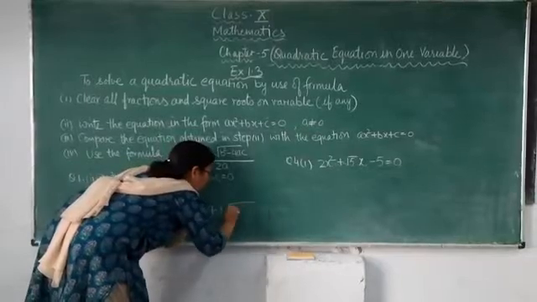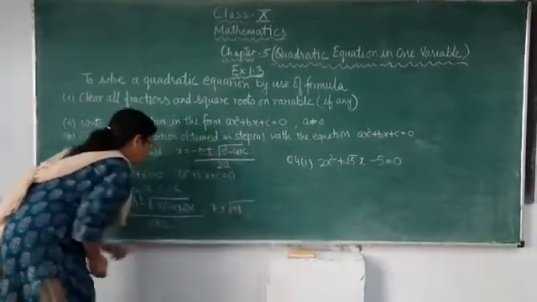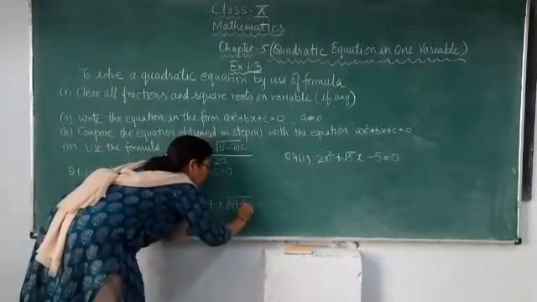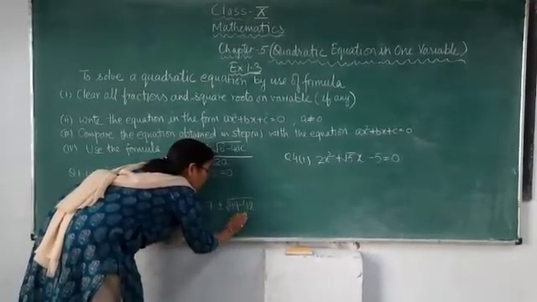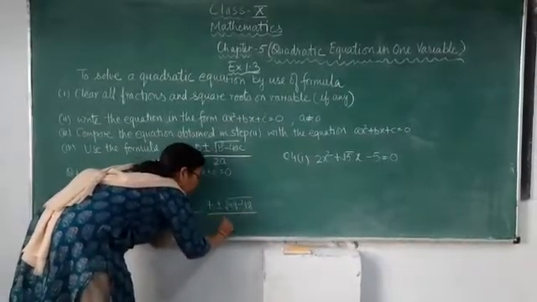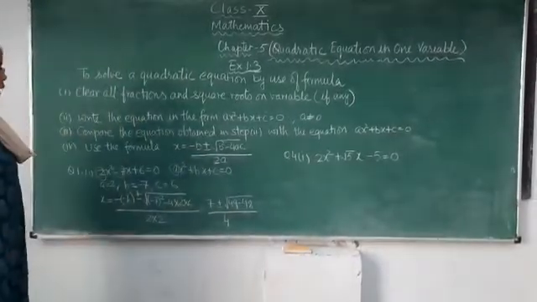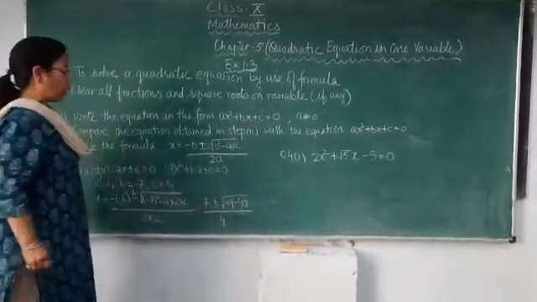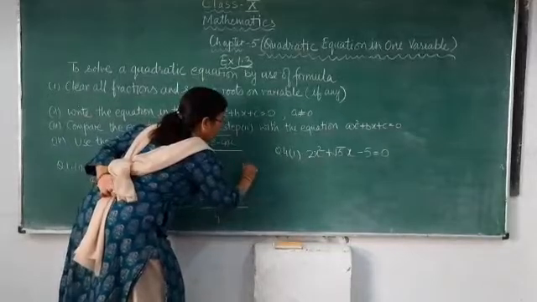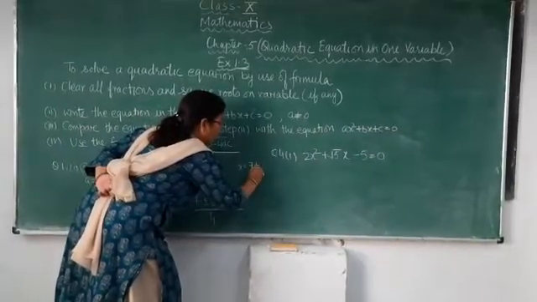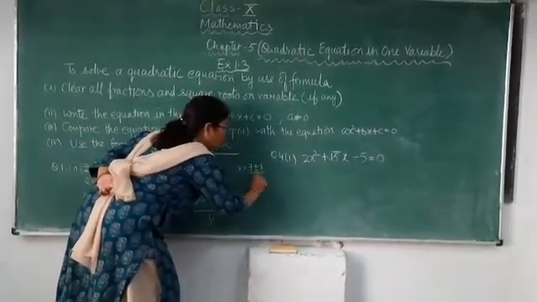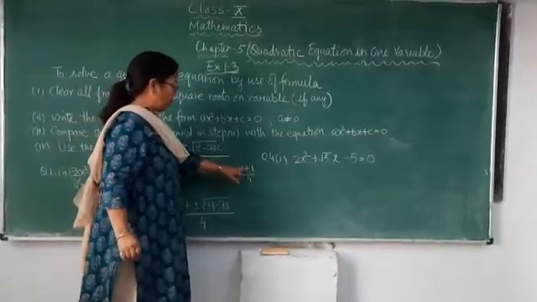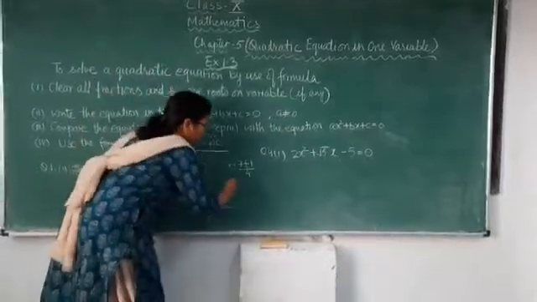under root 49. 7 square is 49 minus 4 2s are 8, 8 6 are 48. Minus 48 upon 4. Now 49 minus 48 is 1 and square root of 1 is 1 only. So x will be equal to 7 plus minus 1 upon 4. So two signs are here, plus and minus.